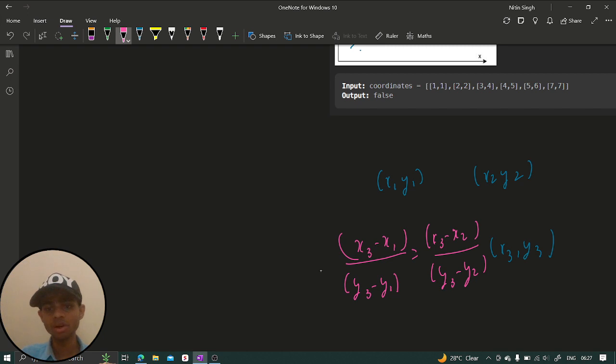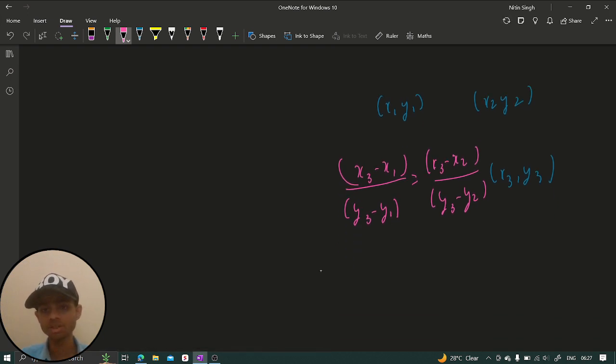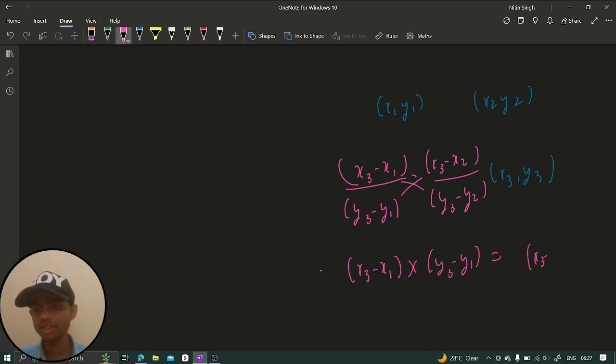Now, to avoid this zero division error, we are avoiding the divide. We can simply say this should be multiplied with this one, and this with this one. So now it will look like x3 minus x1 multiplied by y3 minus y1 should equal x3 minus x2 multiplied by y3 minus y2. And not y1, this is going to be x3 minus x2. Here it's going to be 2. So we have done it like this, and now we check if this is equal, then fine. If it is not equal, then return false.